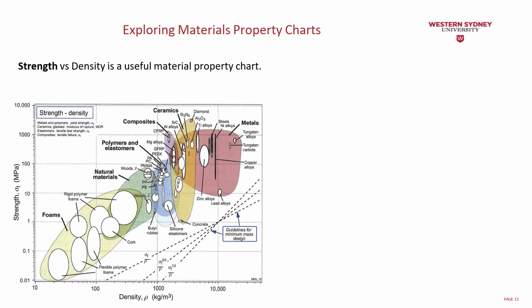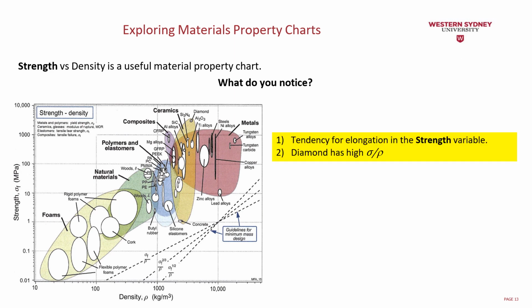The strength with the density is a useful material property chart. So what do we notice in this chart here? Once again, we can see the tendency of the elongation in the strength variable, and also the diamond has the highest value for the strength over the density ratio. And that's what we can get here. Once again, you just need to locate the diamond on this chart, and many diamonds are within the ceramics. That's the ceramic.